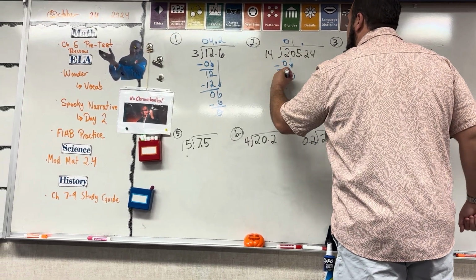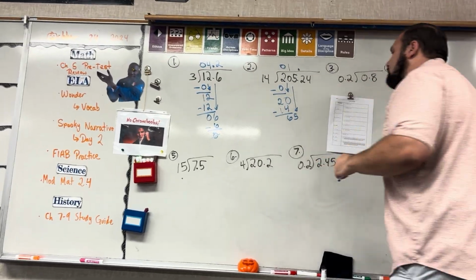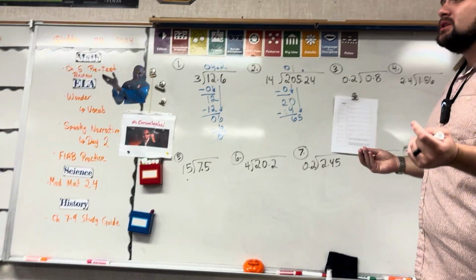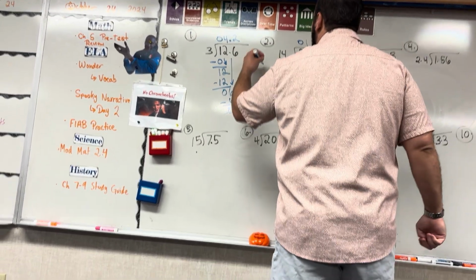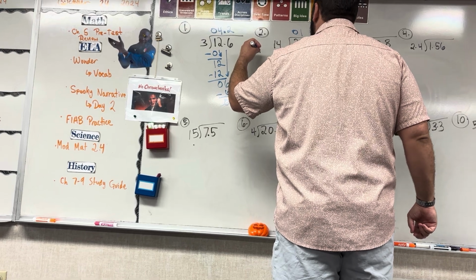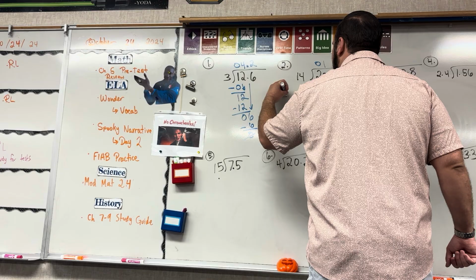14 times 1 is 14. When you subtract, you get 6 left over. You bring down the 5. 14 goes into 65. Now, I don't know my 14s that well, but I know my 15s. I know 15 times 5 is 75. I think it's gonna be 14 times 5.